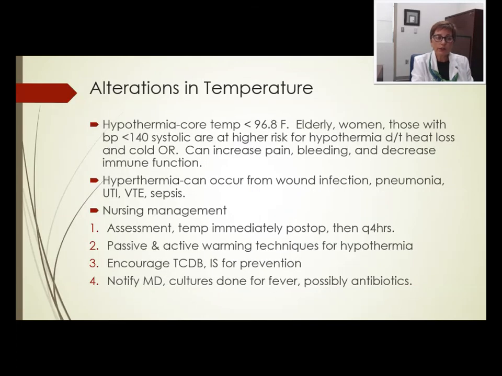So there are alterations in temperature that we need to be aware of. Hypothermia is where the core temperature is below 96.8 Fahrenheit. The elderly and women, and those with systolic blood pressures under 140, are at higher risk for hypothermia. It can be because of heat loss, because they're exposing a large amount of your skin to this really cold OR. It can increase pain. So if you're cold, your pain automatically increases. It can increase bleeding, and it can decrease our immune function.